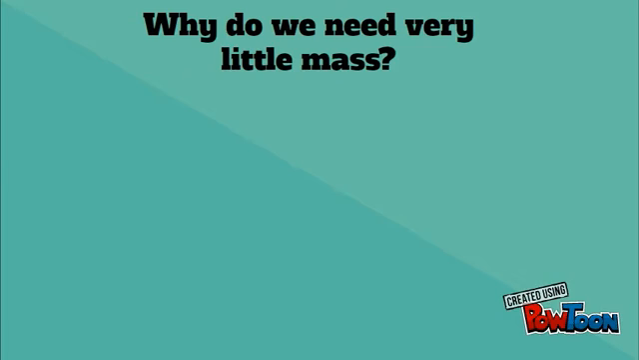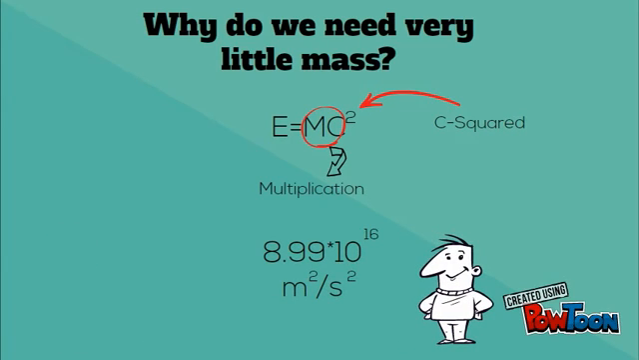The reason that very little mass is needed for a huge amount of energy is found in the original equation. As we can see, the energy is equal to the mass multiplied by the square of the speed of light, which is a very high number indeed.